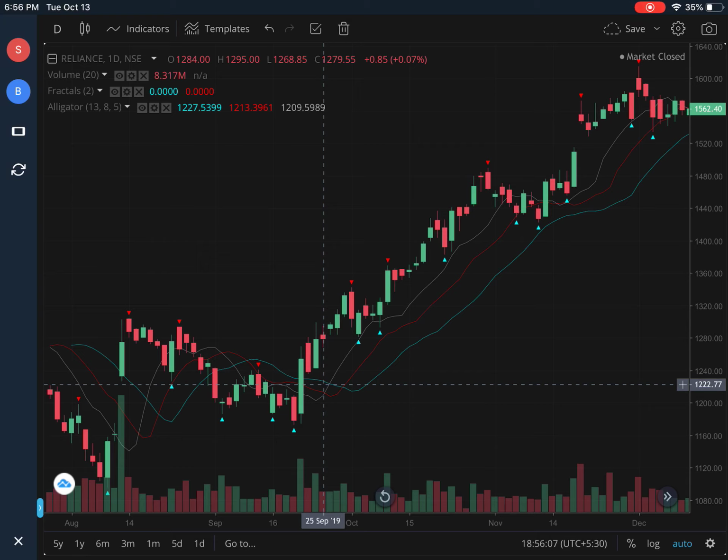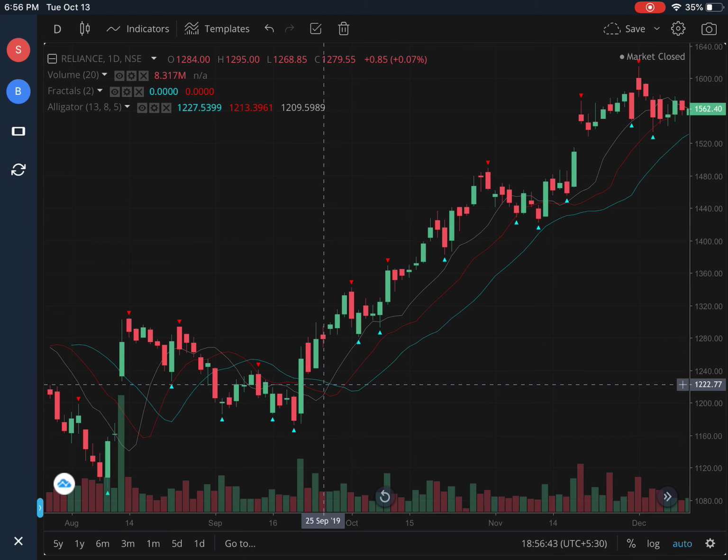These three lines are nothing but 13, 8, and 5 simple moving averages, and they are placed in a different manner. They are not placed exactly below the price. I'll discuss the alligator indicator later in a different video. But basically, what the alligator indicator tells you is whether the script is in a trend or not. So when the three lines are in phase, that is, the first above the second above the third, and all three sloping upwards, then that indicates the trend is on.